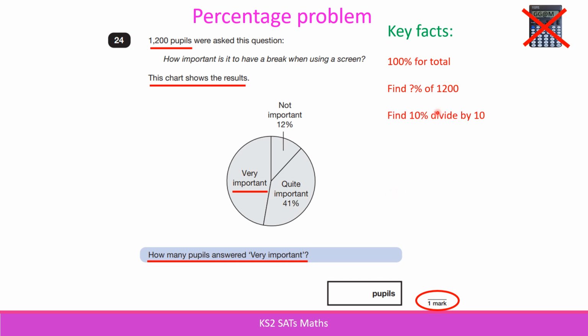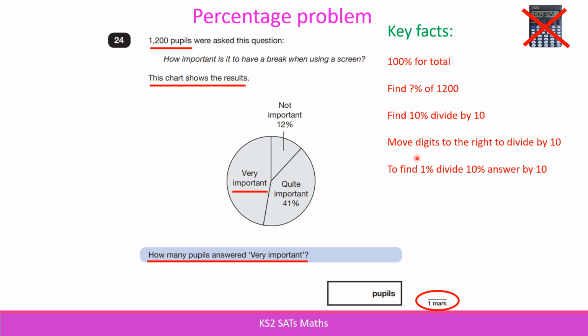Once you've got this amount, you need to find 10% of the 1,200 by dividing by 10. Once you've got 10%, you'll be able to work out 1%. Remember, to find 10%, you need to move all your digits 1 place to the right. So all these numbers here in the 1,200 are going to move 1 place to the right. And to find 1%, we divide the answer you've just got for 10% by 10 again.